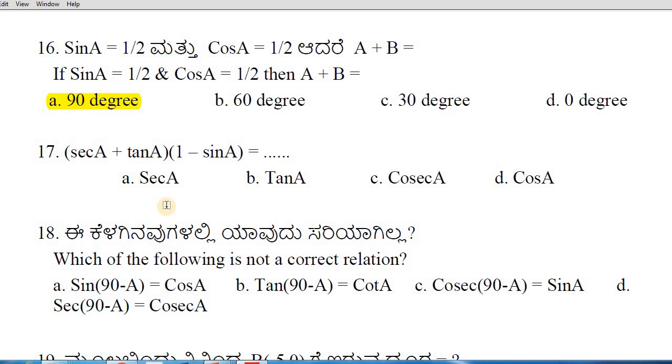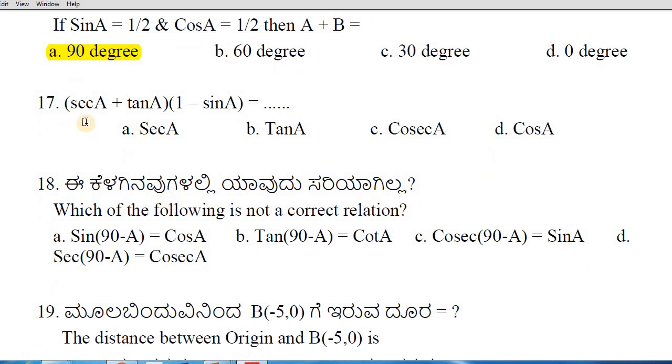Next let us move on to another one. Sec A plus tan A into 1 minus sin A is equal to. The correct answer is D, cos A.